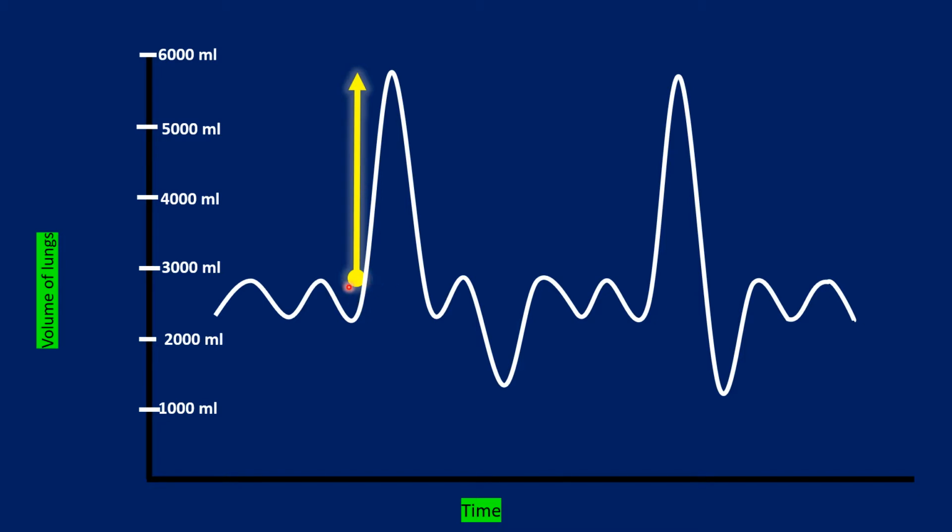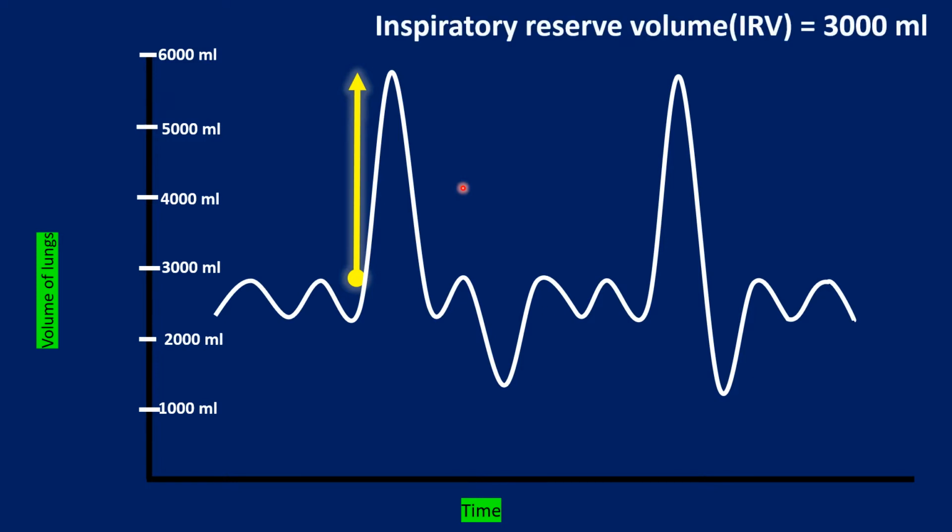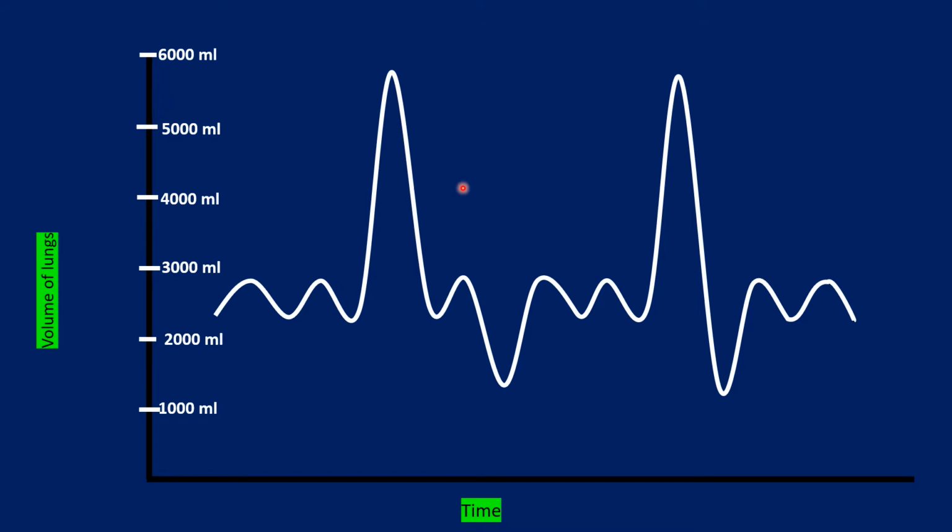Now we can see this is above the tidal volume. So the extra amount of air that can be inspired above the tidal volume with the fullest effort is known as the inspiratory reserve volume, and that equals 3000 milliliters. Now we'll look at the next volume.